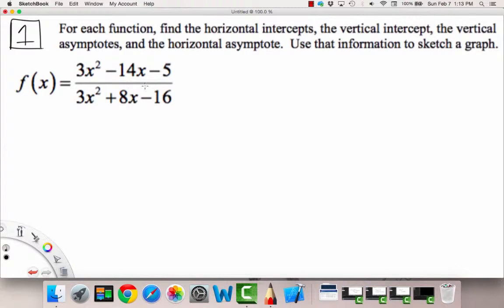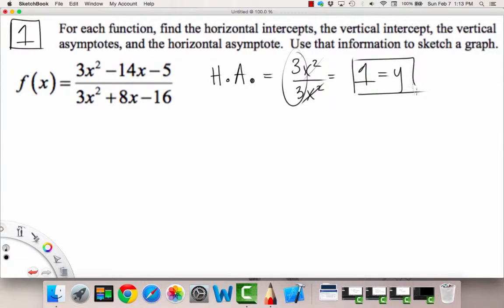Okay, so because this is in a nice form to find horizontal asymptotes, let's do that first, because we can already identify our leading terms. Our leading term on the top is going to be 3x squared, and the leading term on the bottom is also going to be 3x squared. So we can cancel those out and just look at the ratio of the leading coefficients, and that gives us 3 over 3, which is equal to 1. So our horizontal asymptote is going to be y equals 1, the line at the height of 1.